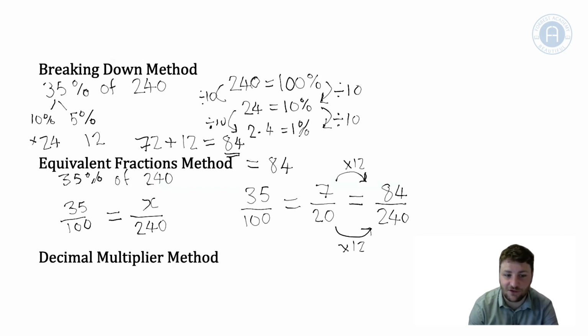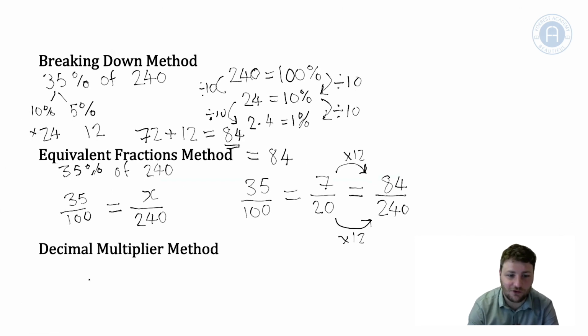So that's the equivalent fractions method, considering your percentage as a fraction out of 100, and that must be equal to the amount we're finding out of 240. It's a nice method, particularly if we get some difficult questions using some algebra. This is always quite a nice method to use because it's quite easy to visualize.